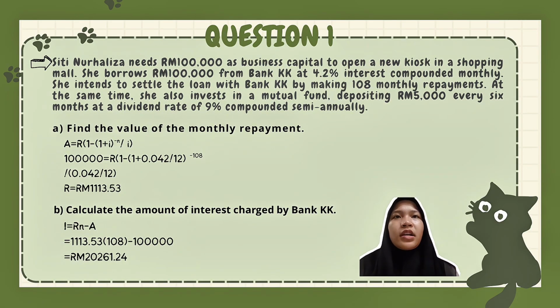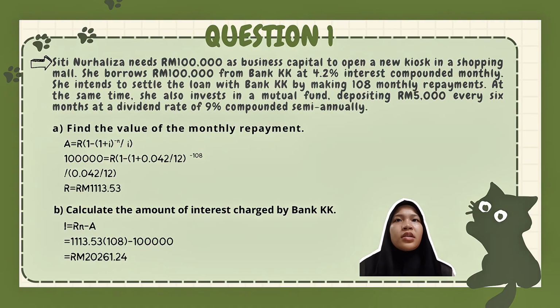Okay, hi, I'm Nurjia Kaisara. So next, I will solve the next question, which is question 2A, B, and C. For the following question 2, Siti Nurhaliza needs 100,000 ringgit as business capital to open a new kiosk in a shopping mall. She borrowed 100,000 from Bank KK at 4.2% interest compounded monthly.